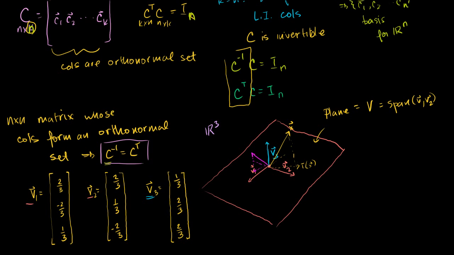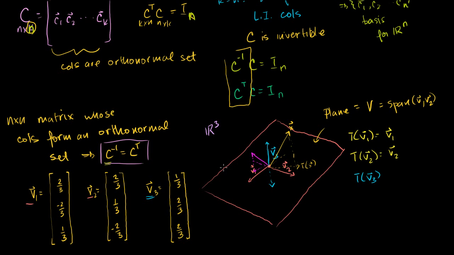Now, just to understand our transformation a little bit better, what would be the transformation of v1? Well, v1 is in the plane, so its mirror image isn't going to change. So the transformation of v1 is just going to be v1. What's the transformation of v2? Well, that's also in the plane, so the transformation of v2 is just going to be v2. And what's the transformation of v3? Well, v3 is directly orthogonal to the plane. It kind of just pops straight up out of the plane. So if you want to get its mirror image, you would literally take the negative of v3.